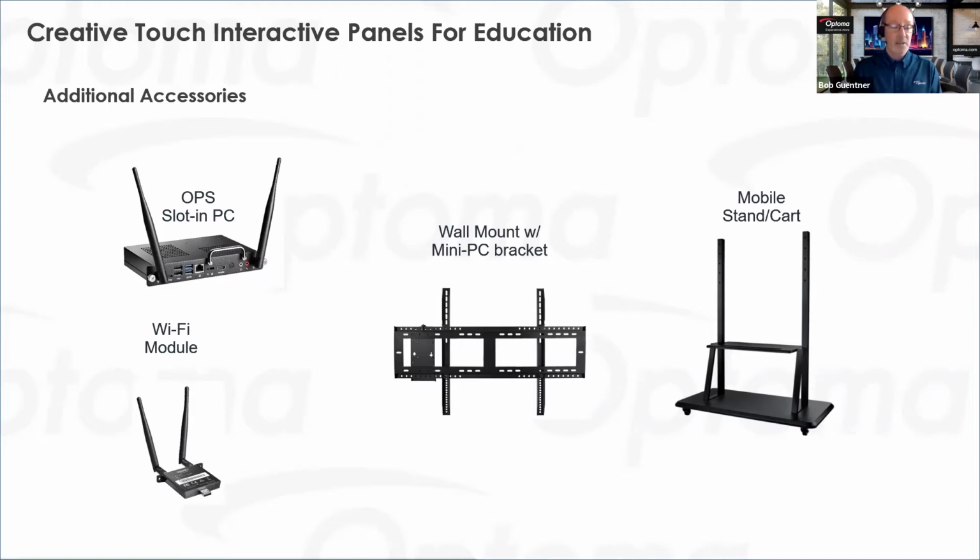The Wi-Fi module is available, so you plug that into the back of the interactive flat panel, and you can connect with your wireless devices, whether it's a smartphone or a tablet. We also have a basic wall mount that's available, so you just put that on the wall, or you can use it with the mobile stand and cart that we have available. So you can move the flat panel easily from one room to the next, or off to the side in the classroom.